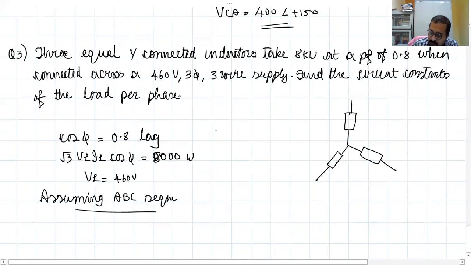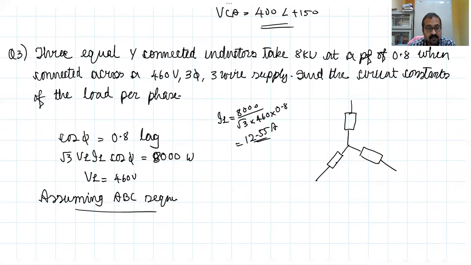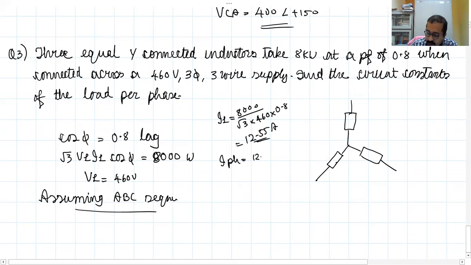So from here you can find your IL. It is 8,000 divided by root 3 into 460 into 0.8, which turns out to be around 12.55 ampere. Your line current is 12.55 ampere. We know that in a star connection, line current and phase current are one and the same, so IPH is also 12.55 ampere. Now, what will be IA, IB, and IC in phasor form?